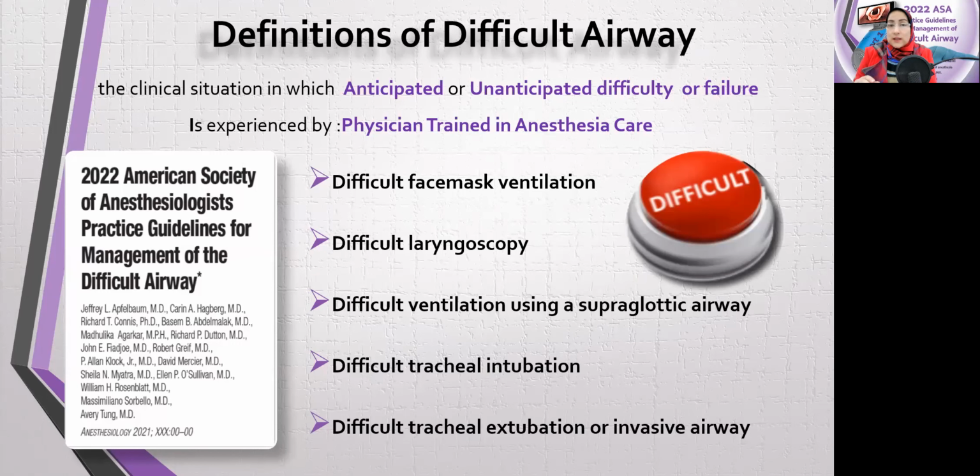Difficult airway, as defined by the ASA, has six dimensions. It includes, but is not limited to, one or more of the following: difficult face mask ventilation, difficult laryngoscopy, difficult ventilation using a supraglottic airway, difficult tracheal intubation, difficult tracheal extubation, or difficult invasive airway.